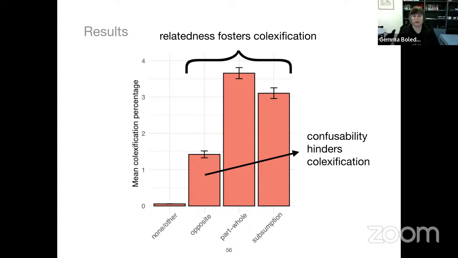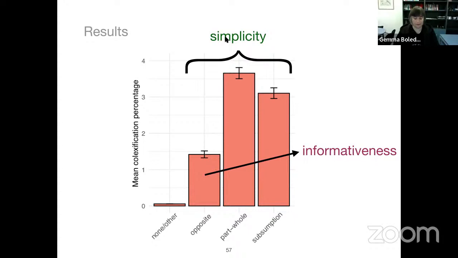The second remarkable result is that confusability indeed, as we expected, hinders colexification. So why can we say this? Well, because opposite meanings colexify much less than meaning pairs that are related in other ways, okay? And so in our interpretation, what we are seeing here in these results is the result of a tug of war, of the tension between simplicity and informativeness. Simplicity pushes colexification rates up, and informativeness pushes them down, and so we end up in this middle point here, okay.